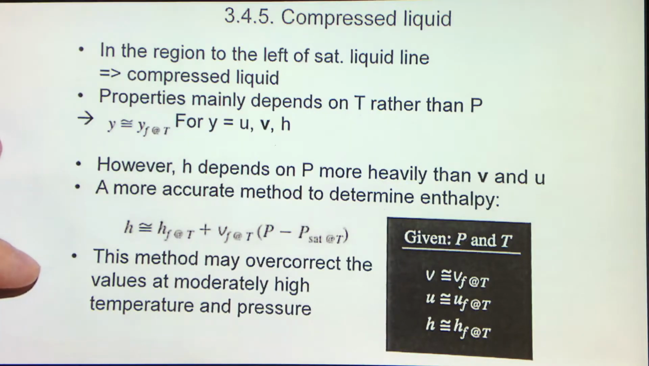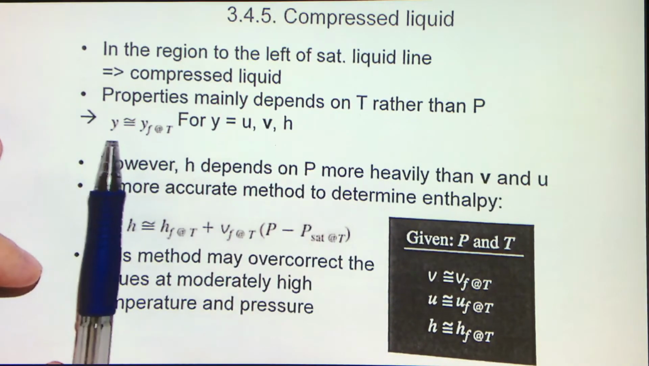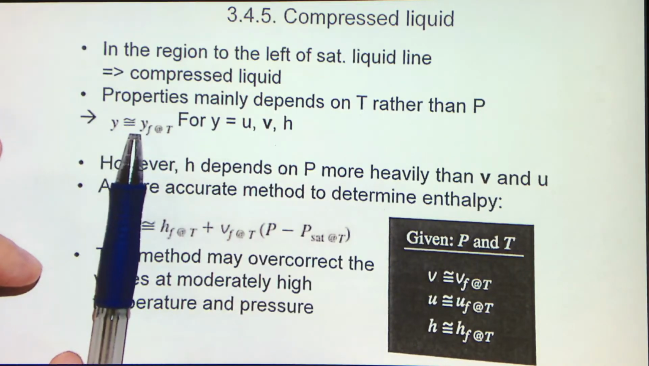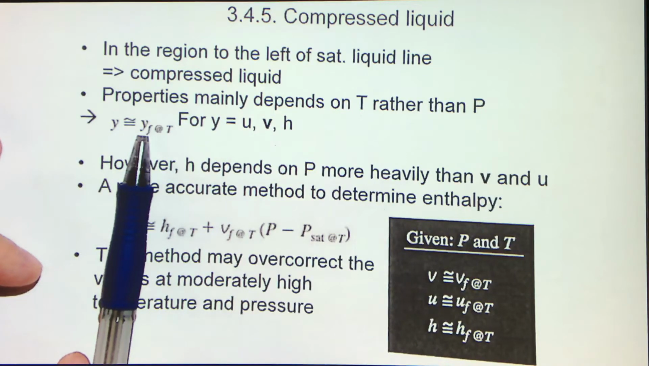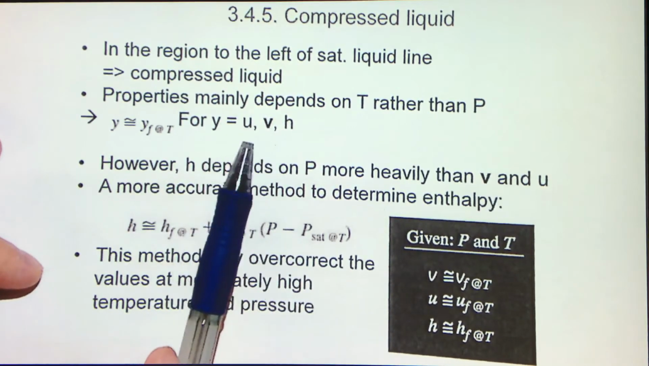In this case, the property will be very similar to the saturated liquid case. So we would find out the property y. We will approximate it to be the property of the saturated liquid at that temperature, that means the temperature that is given to you, for y equal to u, v, and h, because we have just introduced these three properties.